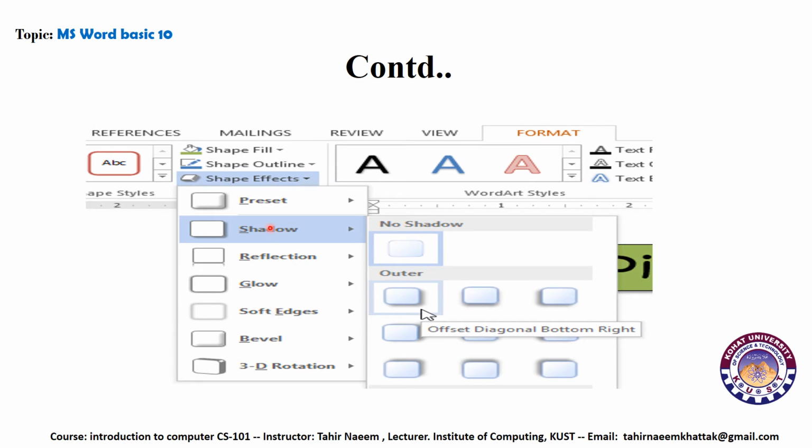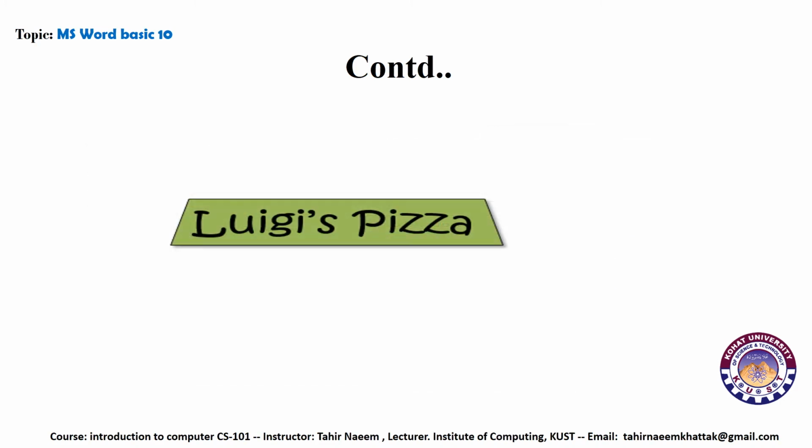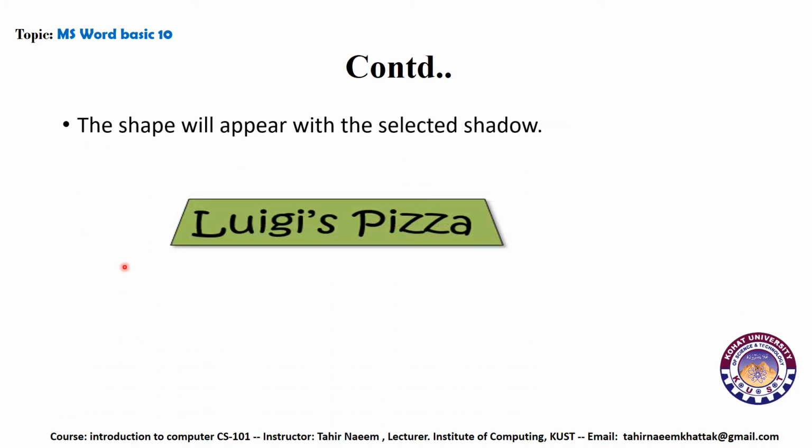As you can see, we click on the shape effects, and there are presets, which are already present shapes, or we can also apply shadow. In shadow, there is no shadow, outer shadow, and inner shadow. These are the different options available in shadow. While there are also reflections, glow, soft edges, bevel, and 3D rotation options available to us. The shape will appear with the selected shadow.